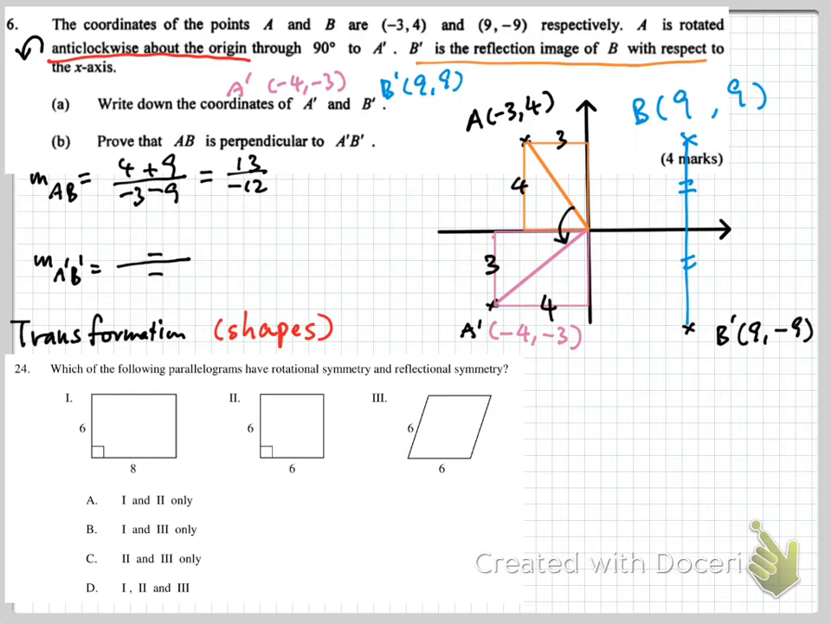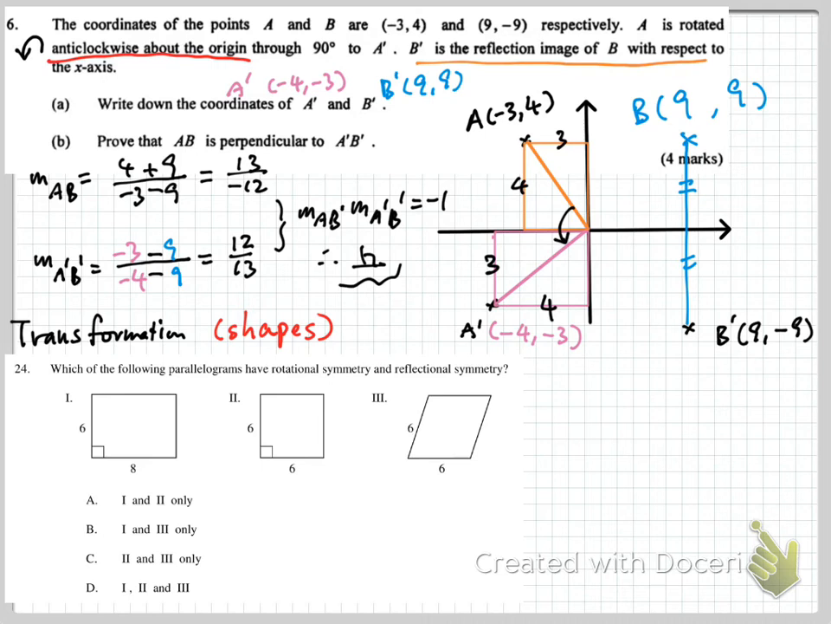Now for A prime, B prime, we have minus 4 and minus 3, and the other point is 9 and 9. So this goes to 12 over 13. Indeed, the slopes multiply to minus 1. So therefore A prime B prime is perpendicular to AB. So part B is important, but what is important in part A is how you do the rotation and reflection in this case.